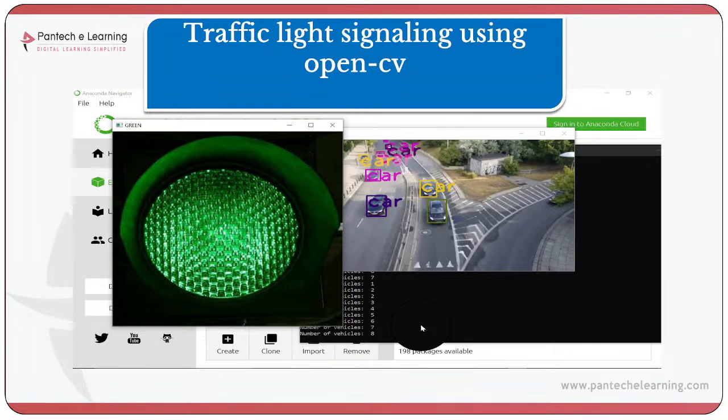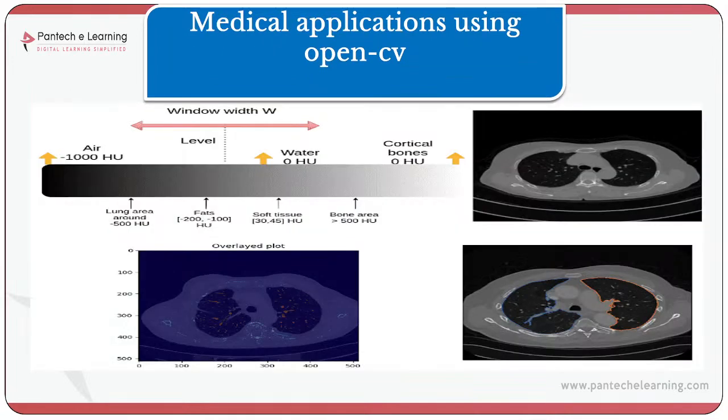Traffic light signaling using OpenCV. For traffic applications, we are using OpenCV with the Python programming language for object detection. In traffic, we are capturing the vehicles for object detection. And in medical applications also, we are using OpenCV based on neurons.